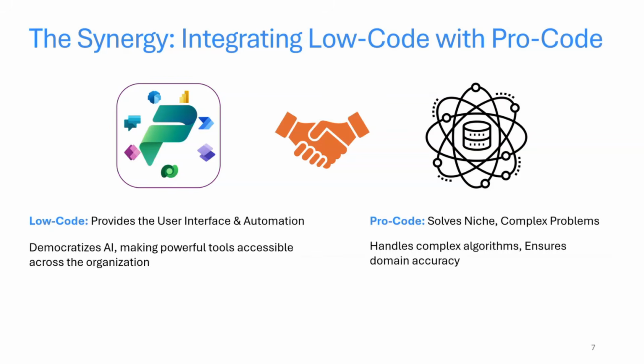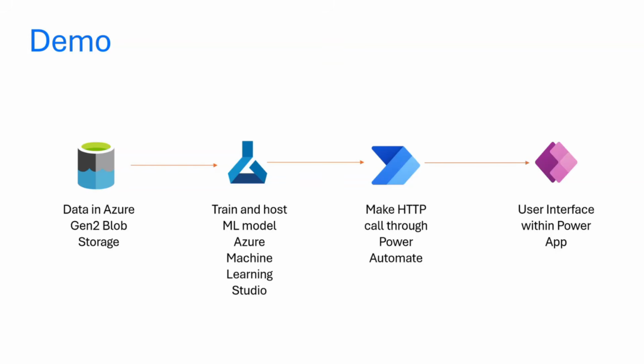So what we are showcasing today is a synergy where we are integrating low code with pro code. On the pro code side, we have data scientists who are able to create custom machine learning models. Then we integrate them in the low code, where we are able to provide a great user interface and automation, and we can democratize AI, making tools available across the org. Those two separately are powerful alone, and when there's synergy, they're stronger together.